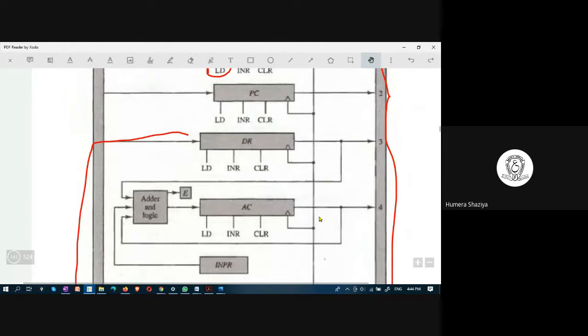If you observe here, the AC accumulator has an extra flip flop. What is a flip flop? Can anyone tell me? A single bit, ma'am. It stores. Yeah, it stores a single bit. Yes, a flip flop is a storage device that stores a single bit.